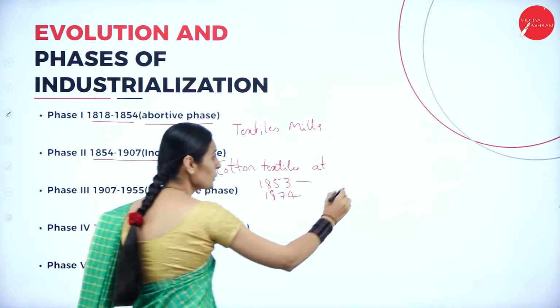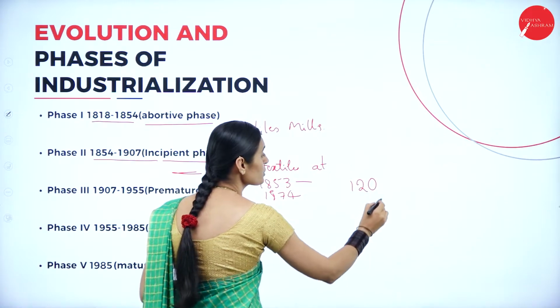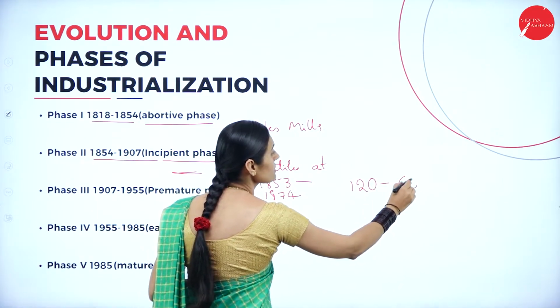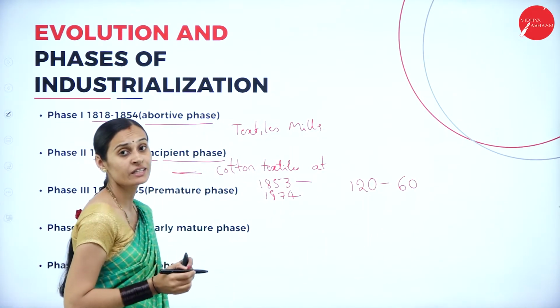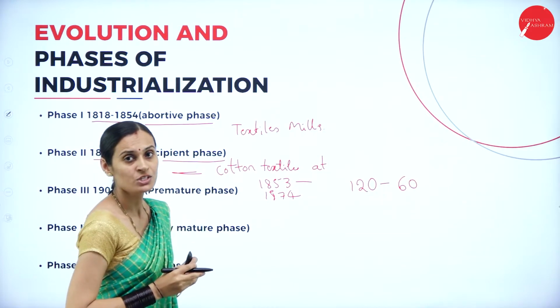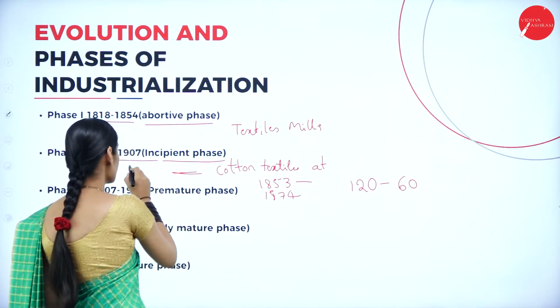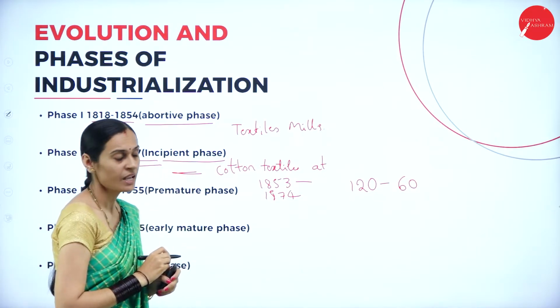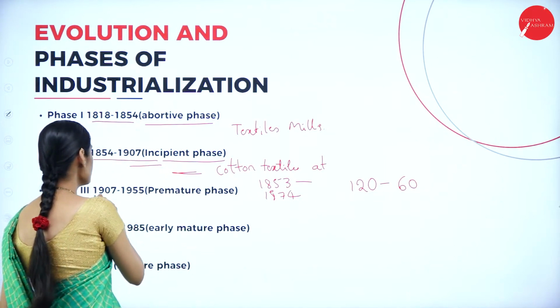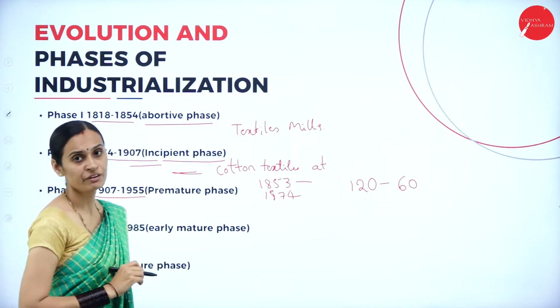Yes, 120 mills were established, and under this, more than 60 industries were located at Bombay only. So these are all the different initiative steps we have taken under the second phase. And coming to the next phase, 1907 to 1955.